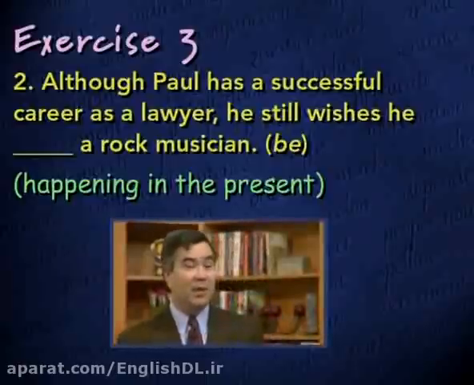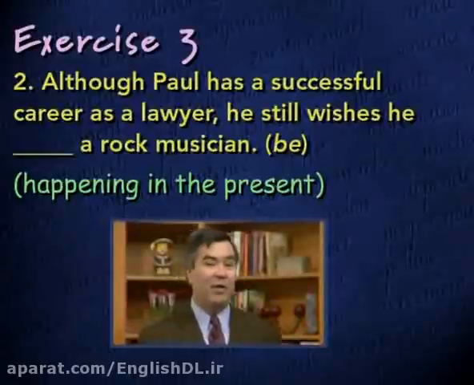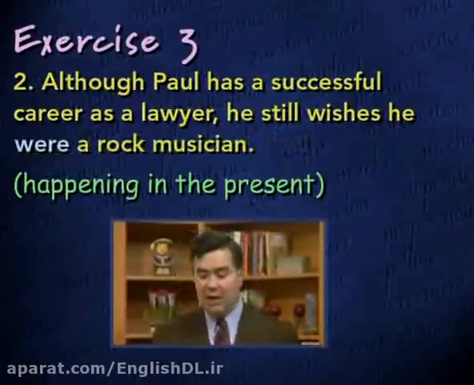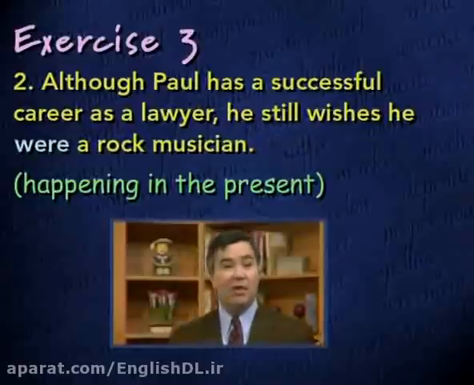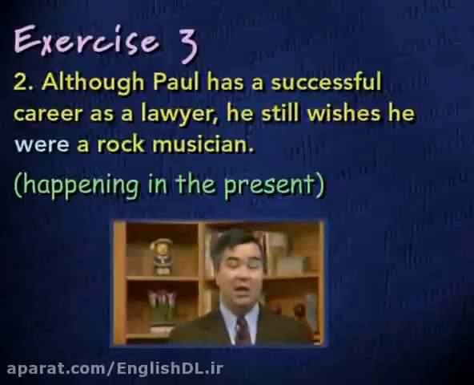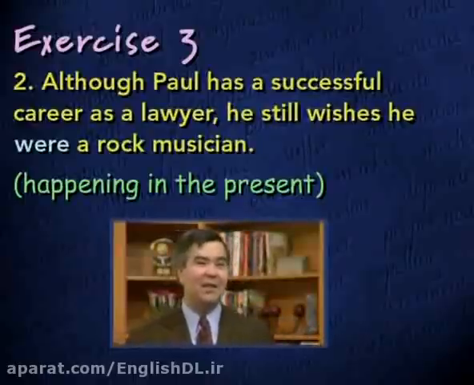The verb to be inserted here is be, and the past form of the verb be is were. So the sentence would correctly read, although Paul has a successful career as a lawyer, he still wishes he were a rock musician. It looks the same as the past tense of the verb, but in fact it's the present subjunctive.